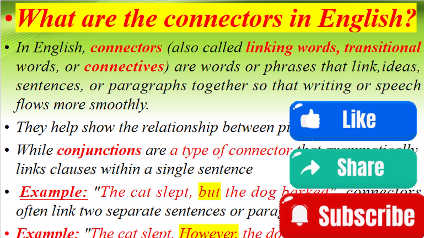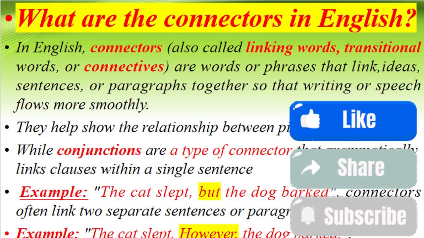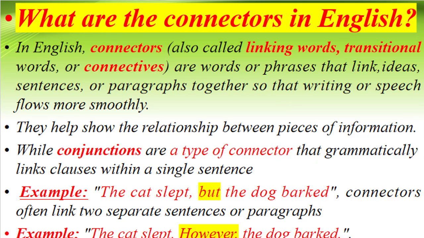What are the connectors in English? In English, connectors, also called linking words, transitional words, or connectives, are words or phrases that link ideas, sentences, or paragraphs together so that writing or speech flows more smoothly. They help show the relationship between pieces of information, while conjunctions are a type of connector that grammatically links clauses within a single sentence. Example: the cat slept, but the dog barked. Connectors often link separate sentences or paragraphs. Example: the cat slept. However, the dog barked.